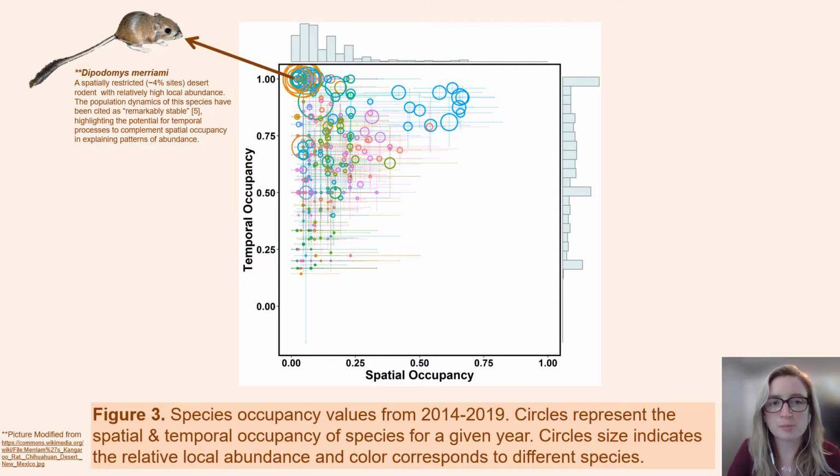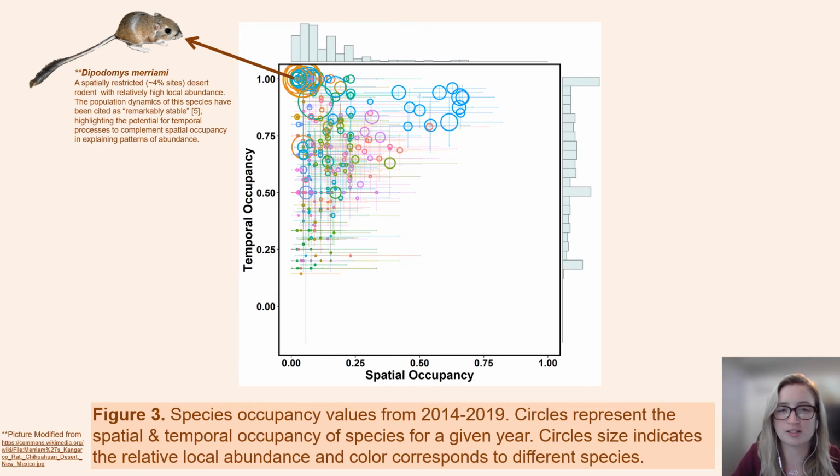Figure 3 is a plot of the temporal and spatial occupancy of all species across all years. Each circle represents a species for a given year, and the circle size indicates the relative local abundance of that species in that year. You can see here how the highest abundances tend to occur either when spatial or temporal occupancy, or both, are also high. Temporal occupancy also seems to be more evenly distributed, while spatial occupancy was more skewed, with few species occupying more than 40% of sampled sites.